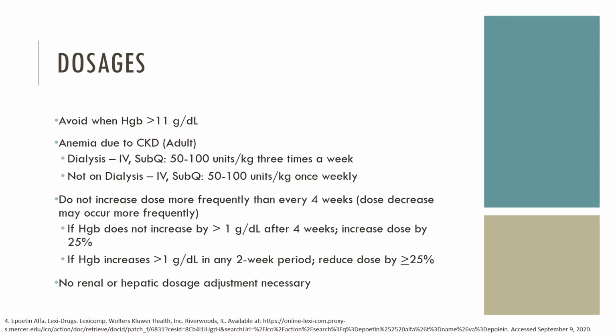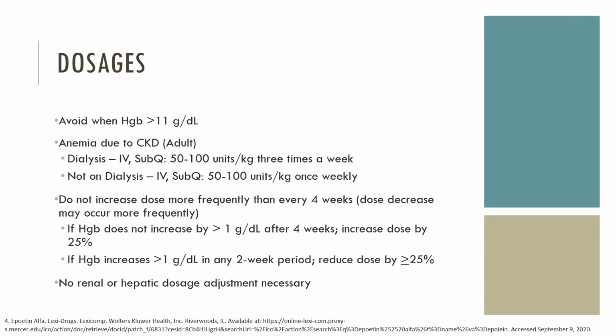When dosing Epoetin, you want to avoid patients with hemoglobin of more than 11. For the indication of anemia due to CKD, patients on dialysis, you would initiate them on 50 to 100 units per kilo 3 times a week. Patients not on dialysis, you initiate them on 50 to 100 units per kilo once a week. You don't want to increase the dose more frequently than every 4 weeks. However, you can decrease the dose more frequently.